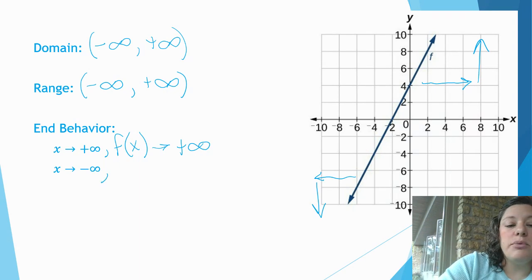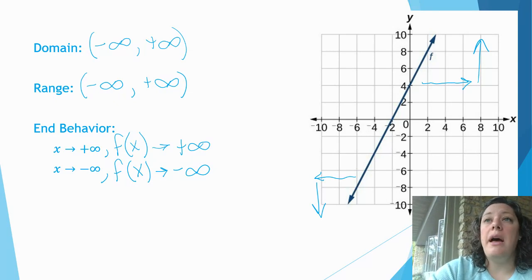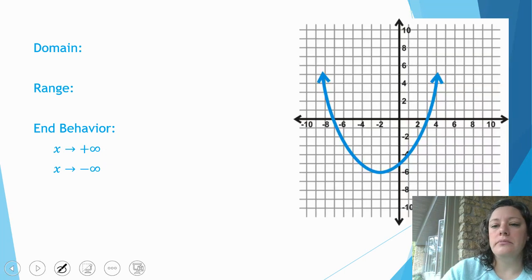So as x approaches negative infinity to the left, f of x is approaching negative infinity. I hope that makes sense to you. Domain is simply what's happening to the graph widthwise, range is what's happening to the graph vertically, and behavior kind of puts it together, what's happening to the graph as it leaves to the right and to the left. Okay, let's look at another one.